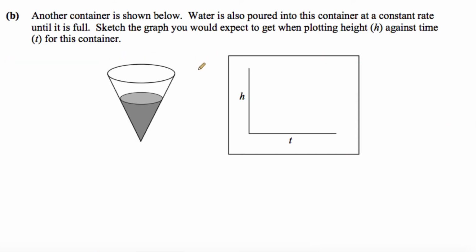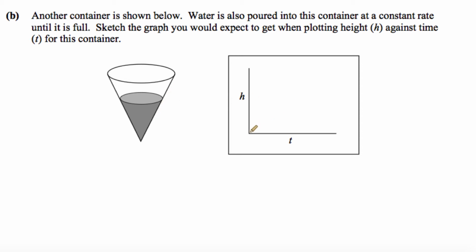Part B, another container is shown below. Water is also poured into this container at a constant rate until it is full. Sketch the graph you would expect to get when plotting height H against time T for this container. So for this container here, it would start off, as it's gradually widening, the height would be rising quite quickly and then eventually slowing down.